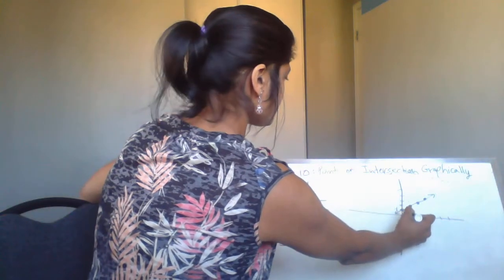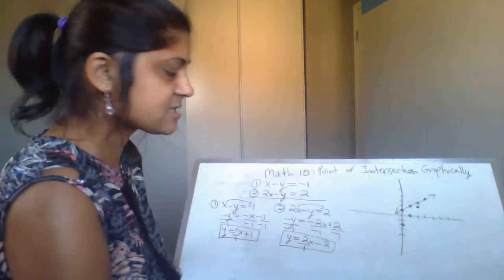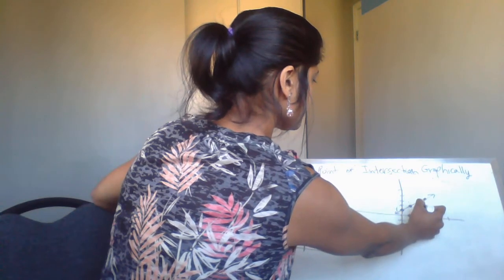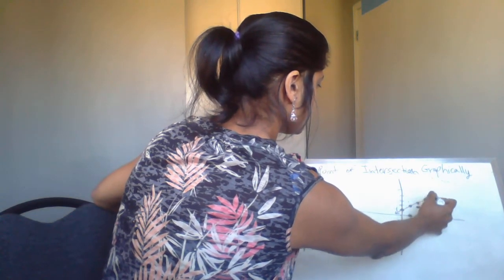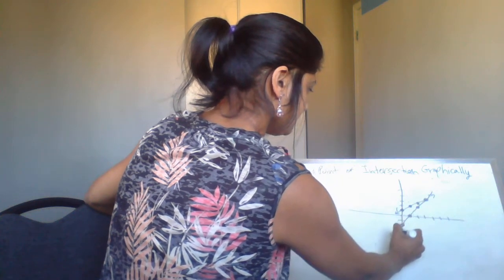So the rise is 2 and the run is 1. I can see it's still not crossing the first line that we drew out. Let's do it one more time. So the rise is 2 and the run is 1. Okay, so I'm going to actually draw my line. It looks something like this.